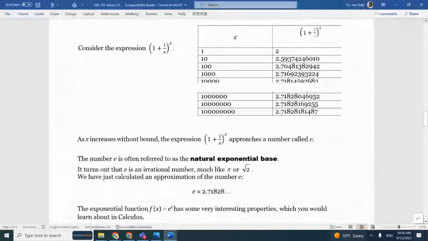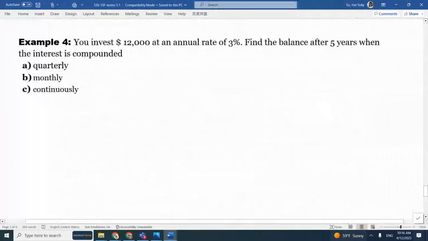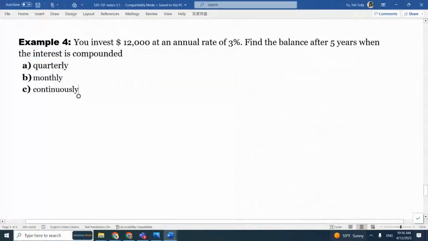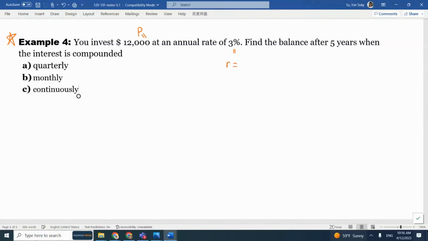All right, so for example, let's do it together. For sure you will have a problem like this in exam 3, so put a star there. You invest $12,000 at an annual interest rate of 3%. So $12,000 is the principal, you put the P there. 3% is the annual interest rate, which is 0.03. Find the balance after 5 years. So t is 5 years.